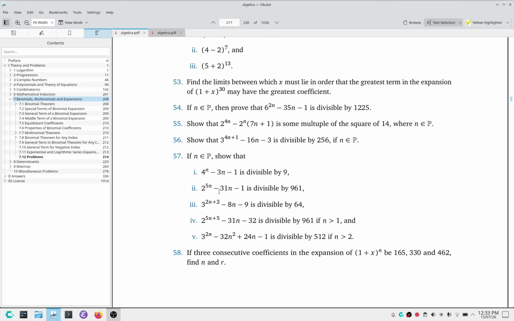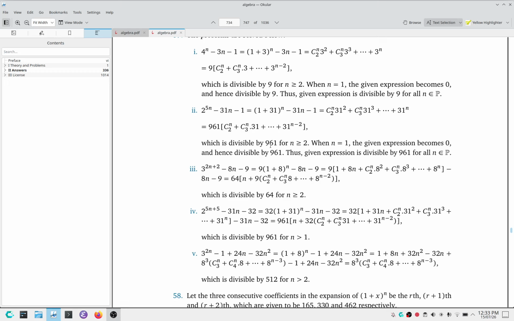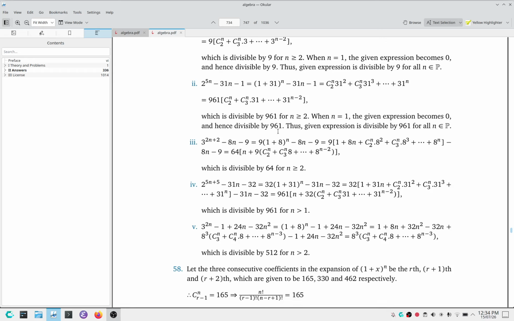Then we have 2 to the power 5n minus 31n minus 1 divisible by 961. So we make it 32, since 2 to the power 5 is 32. We make it 1 plus 31 to the power n, minus 31n minus 1. This will be nC2 31 square plus nC3 31 cube up to 31 to the power n. So we take 31 square common, we get 961 times a multiple of nC2 plus nC3 times 31 up to 31 to the power n minus 2, which is divisible for n greater than or equal to 2. When n is equal to 1, the expression becomes 0 and hence divisible by 961. And thus the given expression is divisible by 961 for all n in the set of positive numbers.